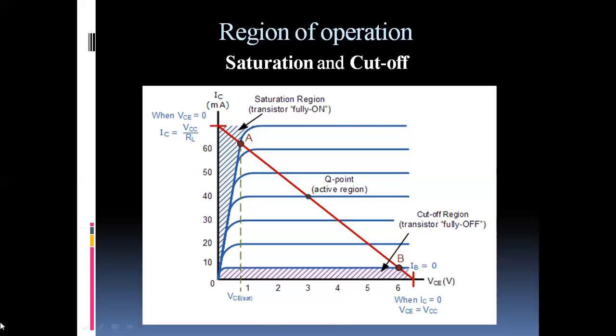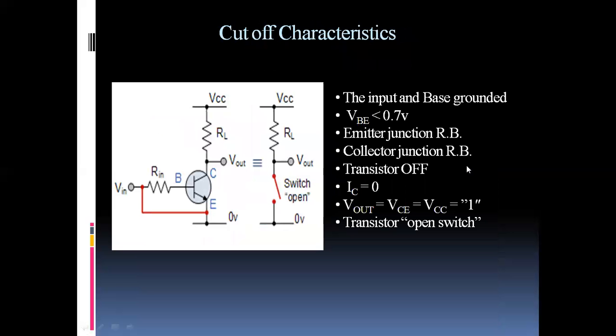Okay, so in the cutoff region we are getting IB equals 0, and because of that the IC current equals 0, and because of that VCE equals VCC. In the saturation region, we are getting the maximum current flowing in the circuit, and the voltage drop across collector and emitter, that is VCE, equals 0. So the cutoff characteristic we will see here.